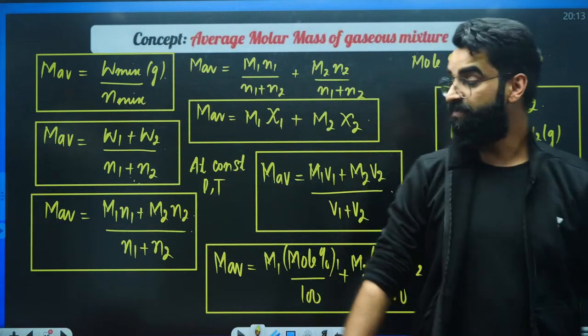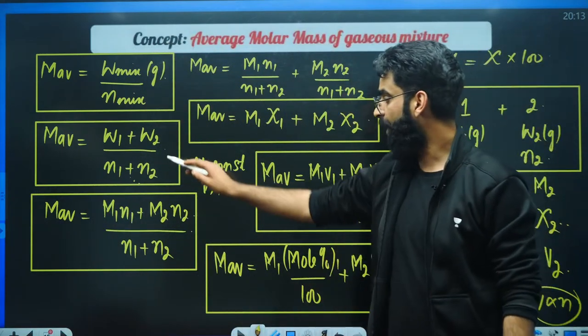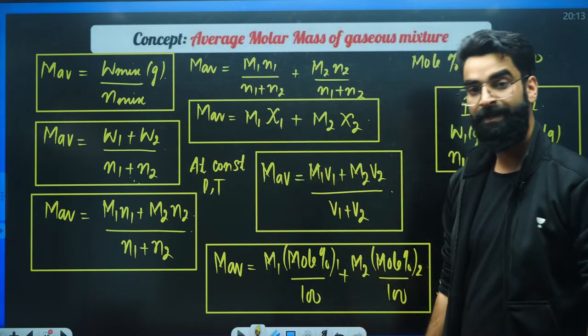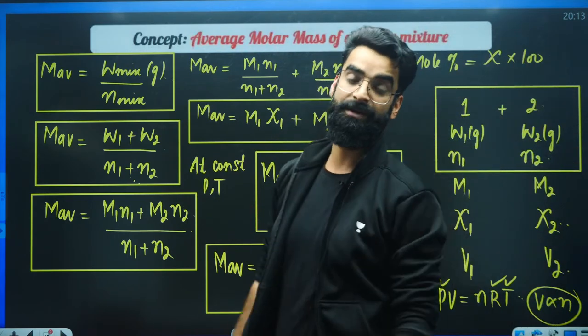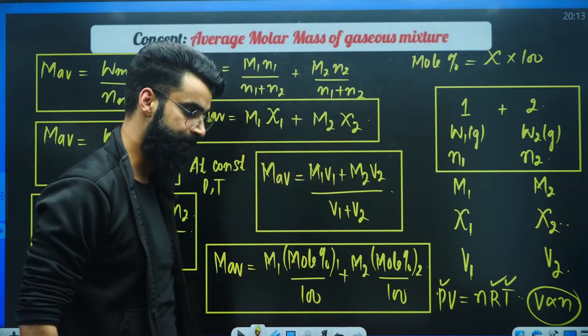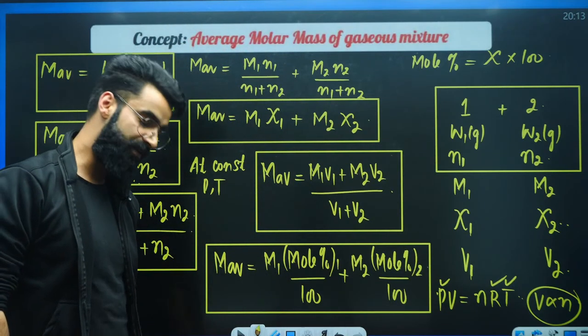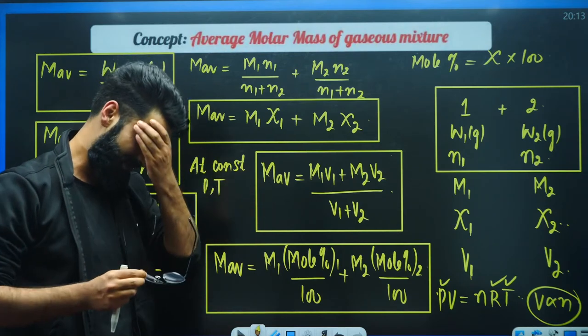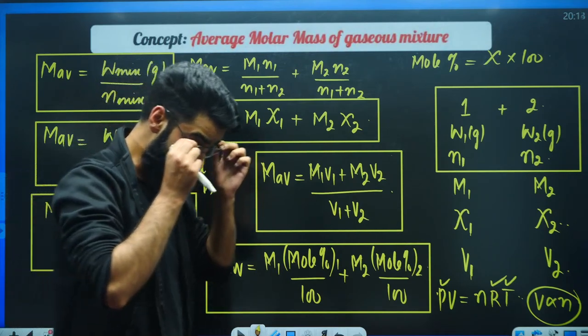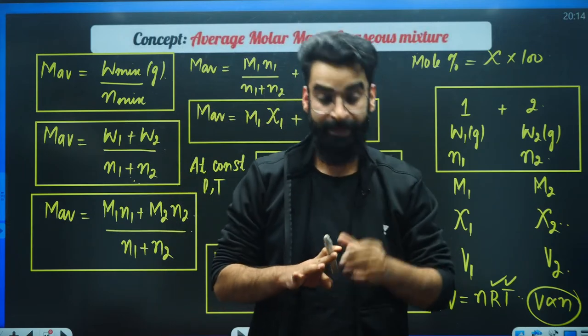So how many expressions do we have to calculate the average molar mass? 1, 2, 3, 4, 5. So 5 different types of questions can be asked out of this concept. Let me quickly recap the things which we discussed, then we'll be doing the questions.